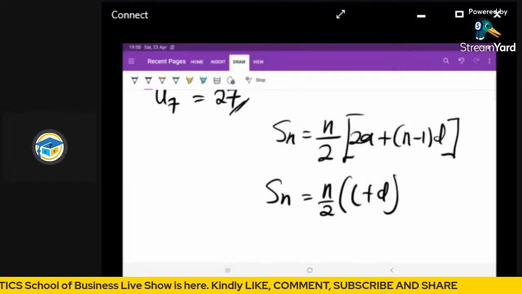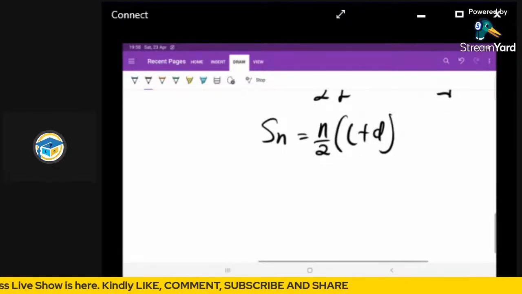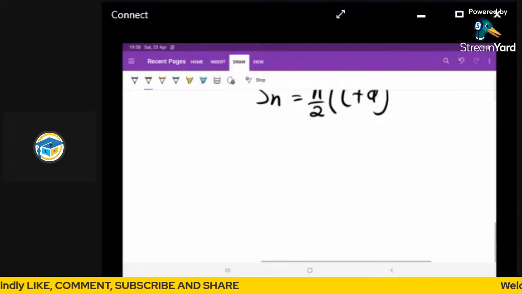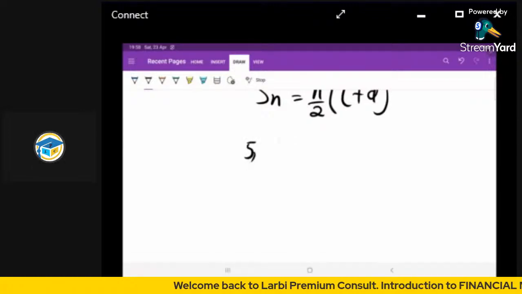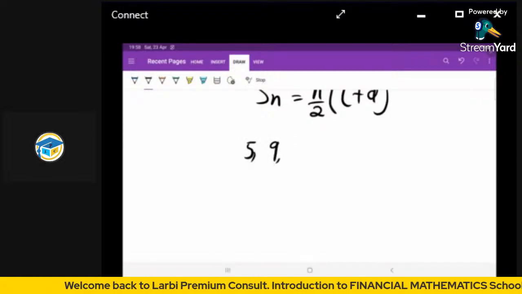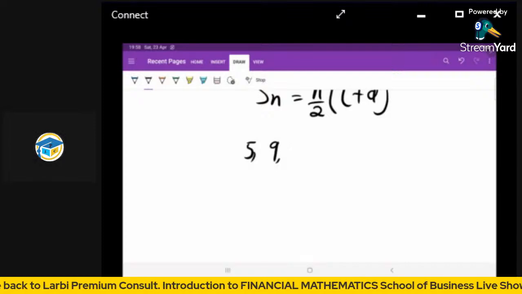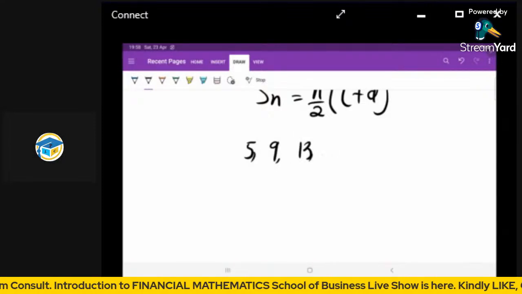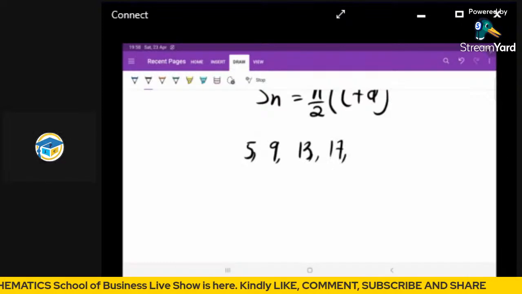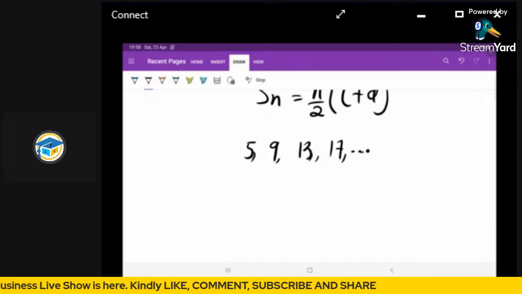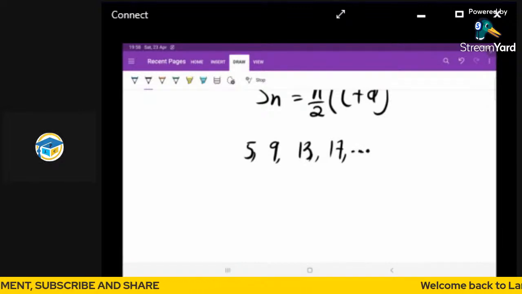So let's take an example. Let's say we have patterns like, let's say we start from 5, 9, then you move on to 13, then you move on to, let's say, 17, and you're asked to, let's say, find the sum of, let's say, the 10th term.